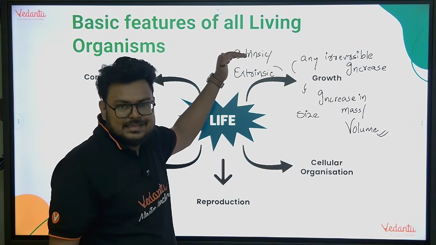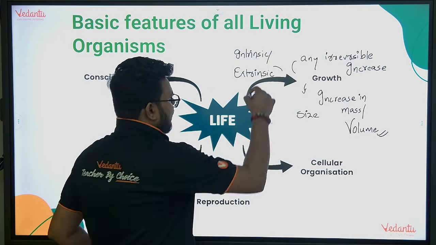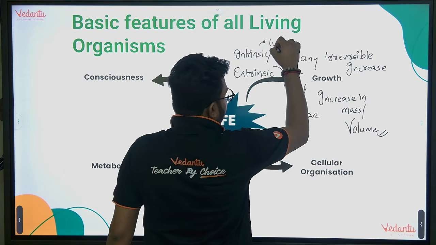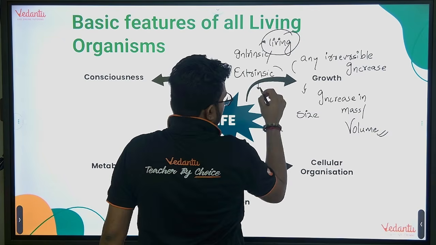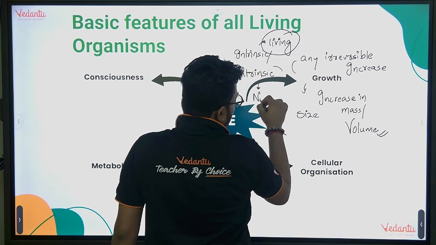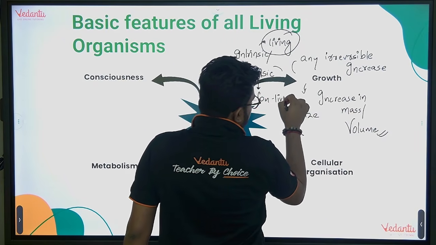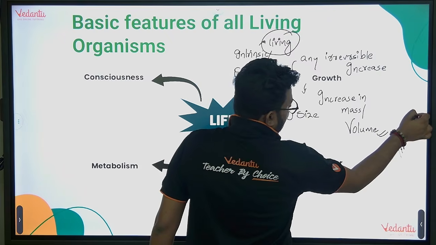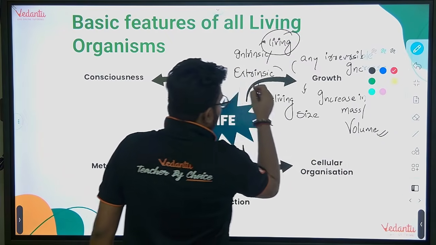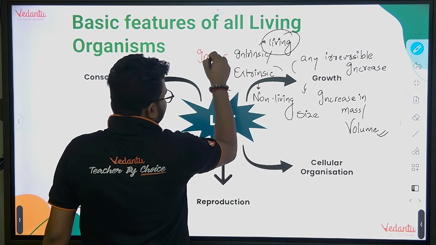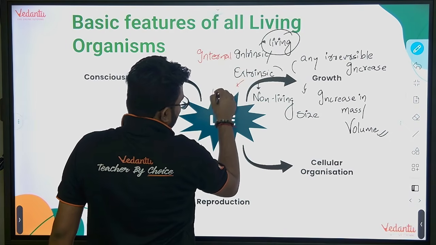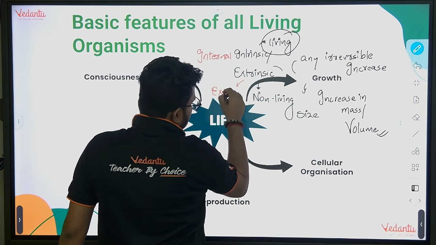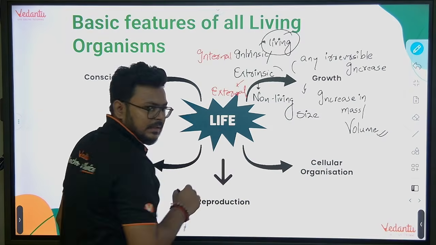So intrinsic growth, that is occurring from inside, will take place in case of what? Living organisms. Okay, you can take example of human. And extrinsic growth can take place in case of non-living organisms. Just for the basic idea, intrinsic means what? Internal. That growth occurs from inner side. Extrinsic means when growth occurs from outer side, or we can say simply external, right?